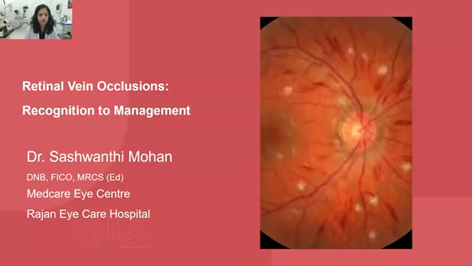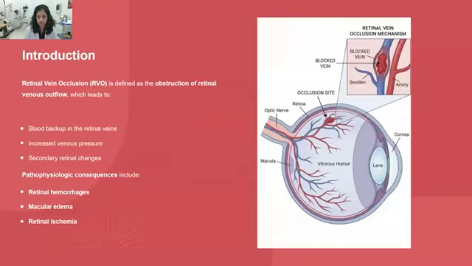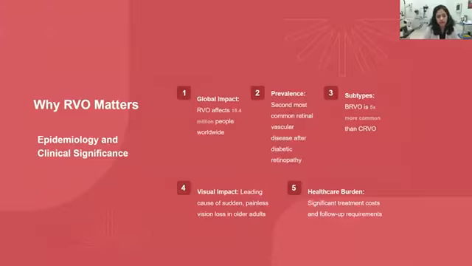Retinal vein occlusion, as you know, is defined as an obstruction of retinal venous outflow, which leads to blood backup in the retinal veins, increased venous pressure, and secondary retinal changes, which can include retinal hemorrhages, macular edema, and retinal ischemia. Why does RVO matter?